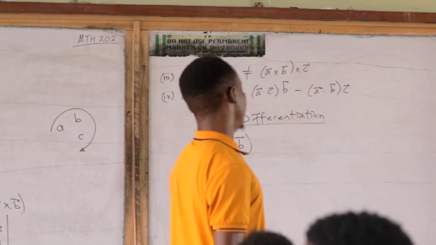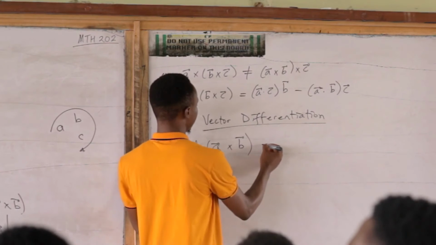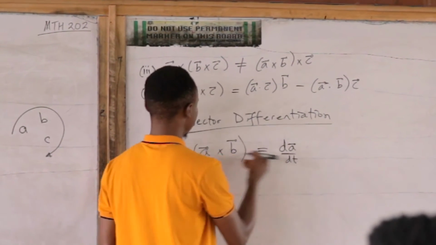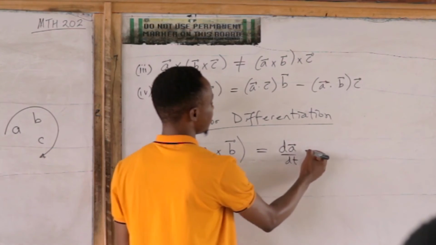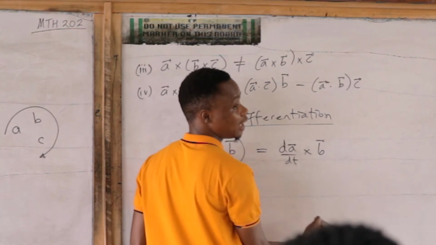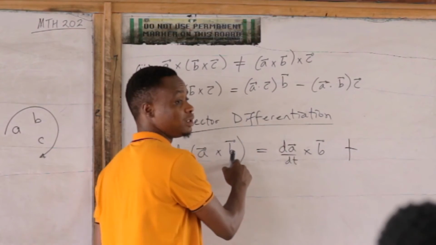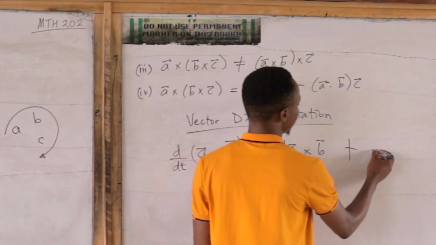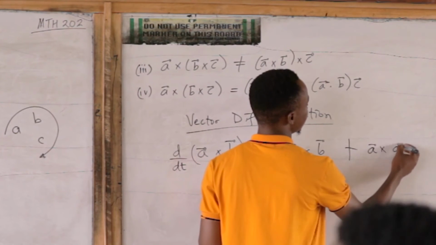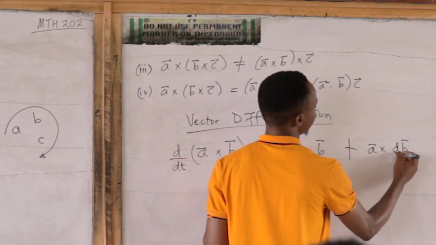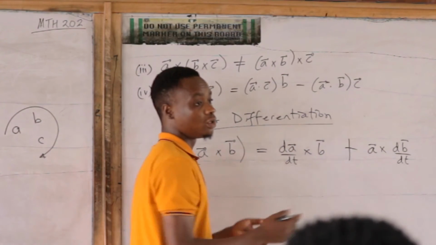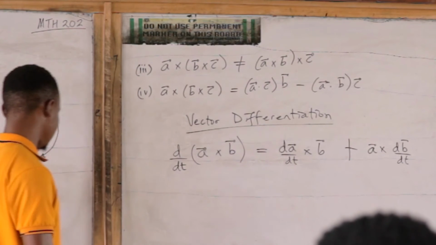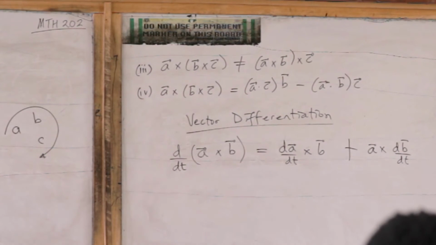Is it clear? So if I want to do this now, this is going to be dA/dt, I'm differentiating this one and keeping this one constant, cross B, plus I'm differentiating B and keeping A constant. But I have to maintain the order. So it will be A cross dB/dt. Does it make sense? That's the only thing you have to bear in mind, that the order has to be preserved.